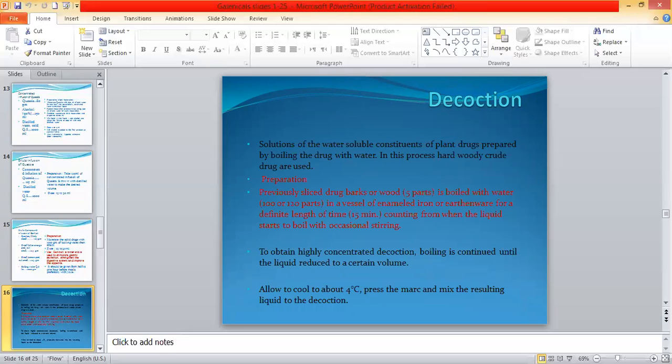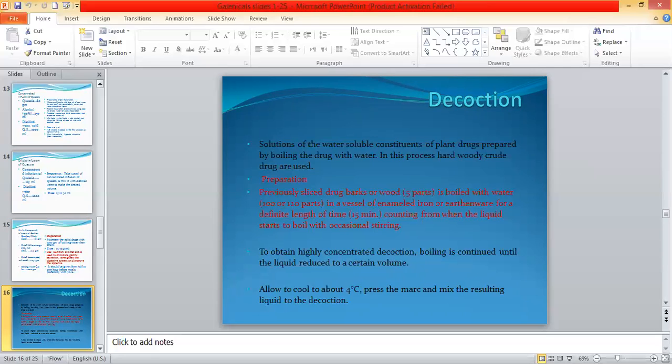So how is a decoction prepared? You chop the drug into small pieces, 5 parts, and then it is boiled with water, 100 to 120 parts, in a vessel lined with iron or earthenware for a definite time of 15 minutes. When will you start counting the time? Once the water starts boiling and you can see the bubbles, at that time you start counting the 15 minutes. You have to stir it as well during this process. To obtain a highly concentrated decoction, boiling is continued until the liquid is reduced to a certain volume.